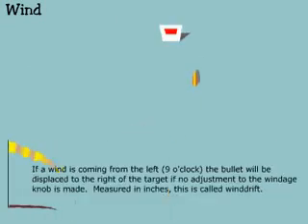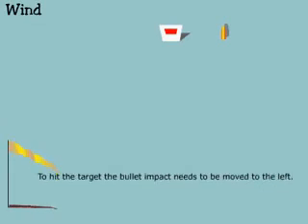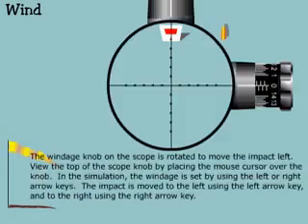If a wind is coming from the left, 9 o'clock, the bullet will be displaced to the right of the target if no adjustment to the windage knob is made. Measured in inches, this is called wind drift. To hit the target, the bullet impact needs to be moved to the left. The windage knob on the scope is rotated to move the impact left.